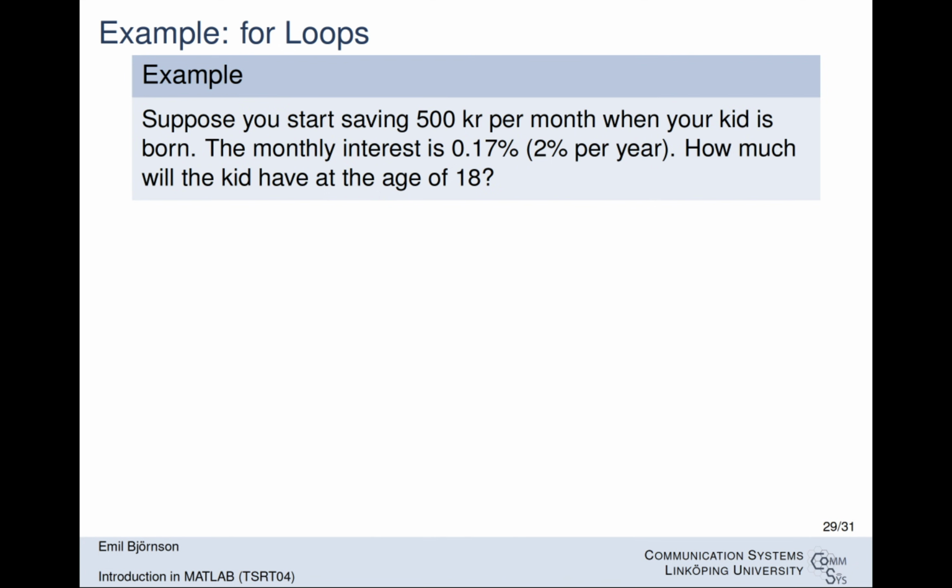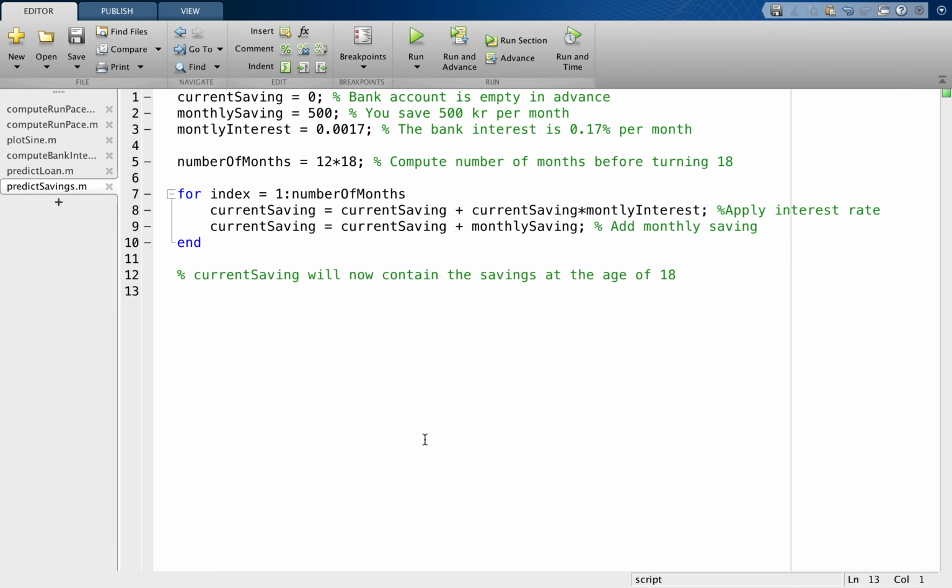Well, in this example, you know how many months it takes before someone turns 18, so we know how many times you're going to run it. So therefore, we can use a for loop instead of a while loop. Here is predict_savings.m that I've created to do these computations.